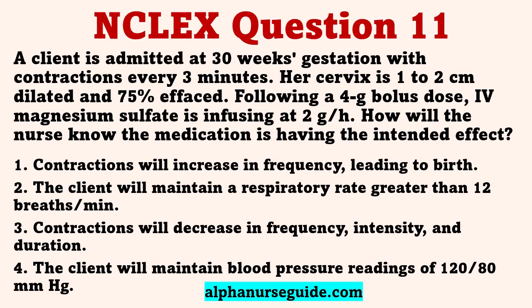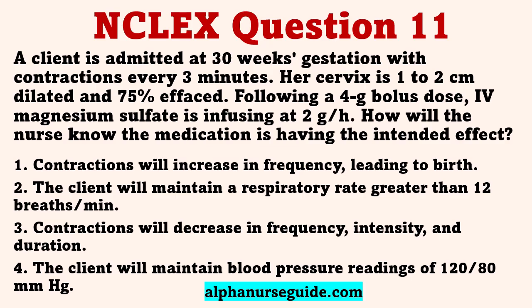A client is admitted at 30 weeks gestation with contractions every 3 minutes. Her cervix is 1 to 2 centimeters dilated and 75% effaced. Following a 4 grams bolus dose, IV magnesium sulfate is infusing at 2 grams per hour. How will the nurse know the medication is having the intended effect? 1. Contractions will increase in frequency, leading to birth. 2. The client will maintain a respiratory rate greater than 12 breaths per minute. 3. Contractions will decrease in frequency, intensity, and duration. 4. The client will maintain blood pressure readings of 120/80.